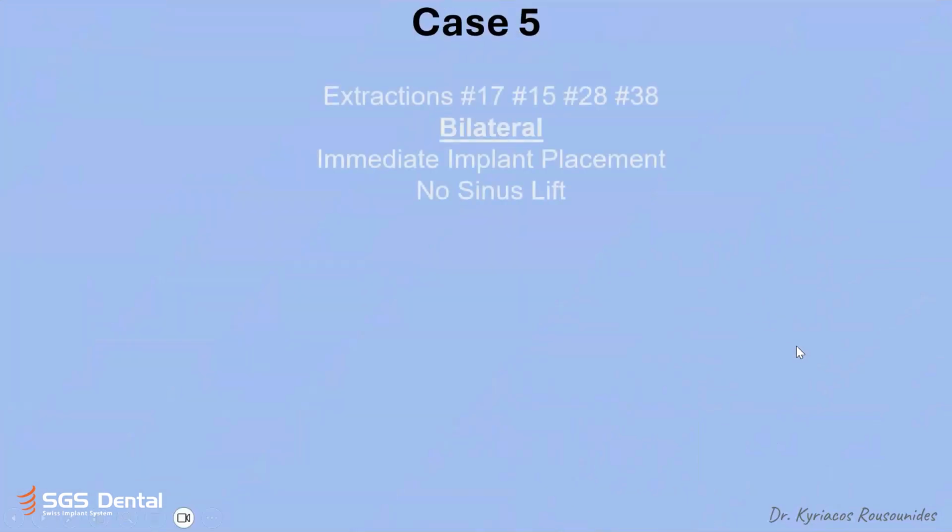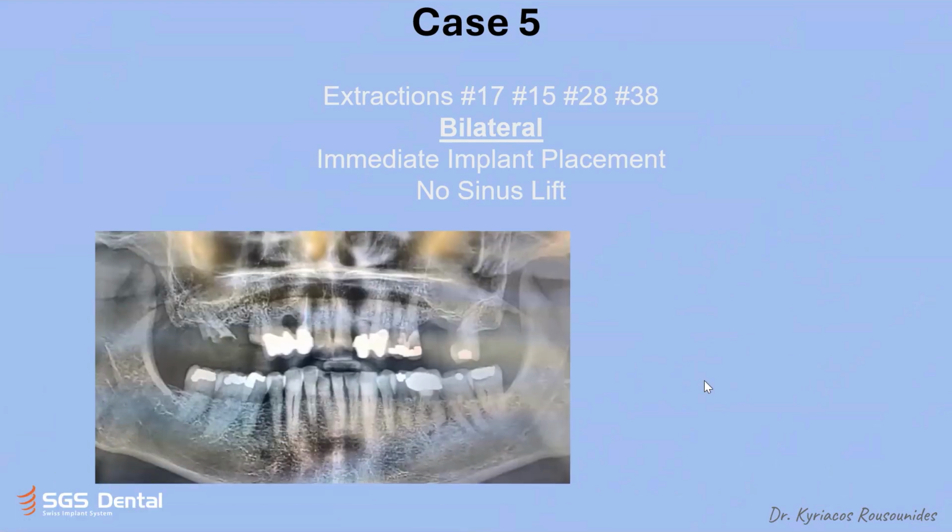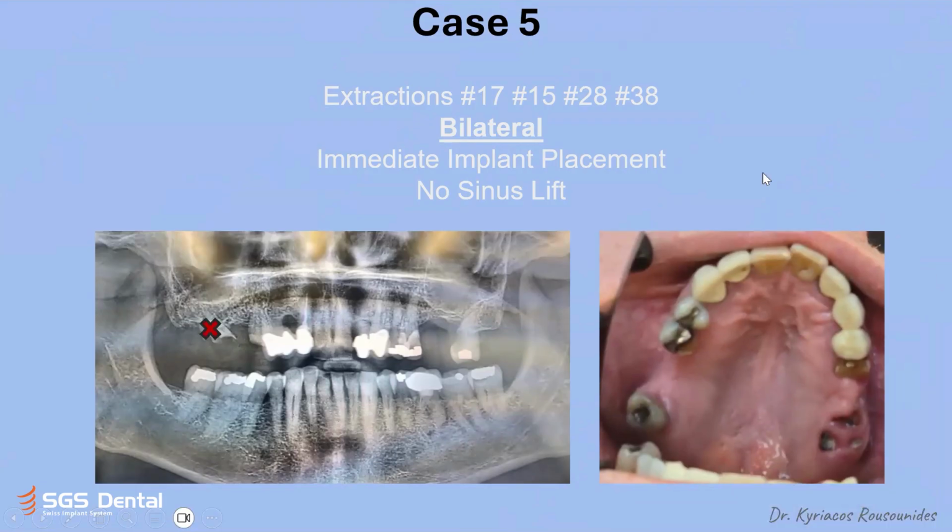And we have here case number 5. The case number 5 shows the same, but from two sides. Bilateral. We have here this area with the teeth that need to be extracted. This one, number 17, number 15, number 27, and we also removed the number 38 because we measured here the bite, and this will have problems afterwards, so it needed to be removed.